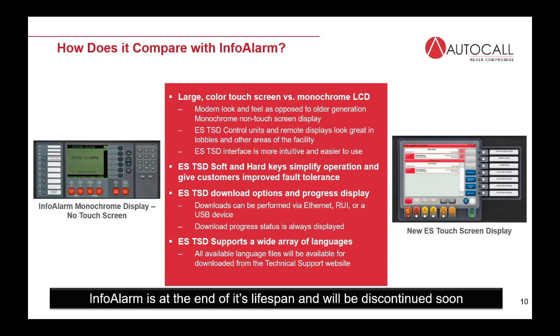So the idea is with those hard and soft buttons, we're minimizing any type of confusion on how to operate. It's really easy when you look up, you see the LED, I can push that hard button right up above and push that acknowledge button directly above that condition. We have more options as far as the progress display. We're doing downloads, which can be Ethernet, RUI, for those that don't know, remote unit interface, or old 485 connections, and/or a USB device. So that download progress status is always going to be displayed no matter which route you go.